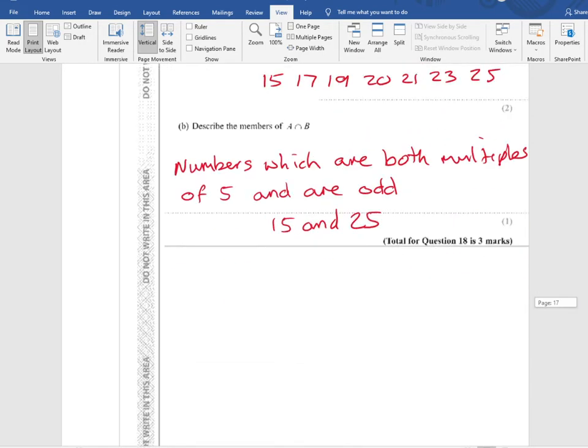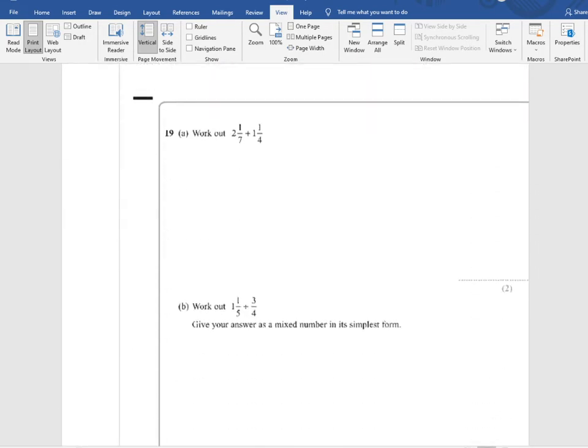Oh, fractions. Hang on. 19. Work out 2 and a seventh plus 1 and a quarter. So let's turn them into top heavies. 14 plus 1 is 15 over 7, plus 4 plus 1 is 5 over 4. Oh, right. This is horrible. 4 sevens are 28. 4 times 15 is 60. 5 times 7 is 35. So we end up with 95 over 28.